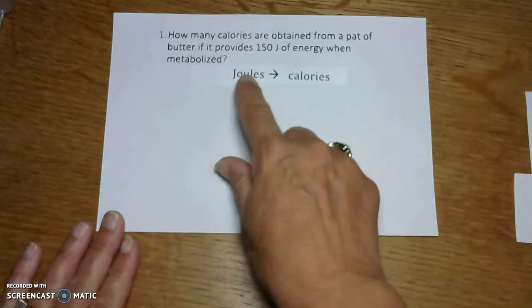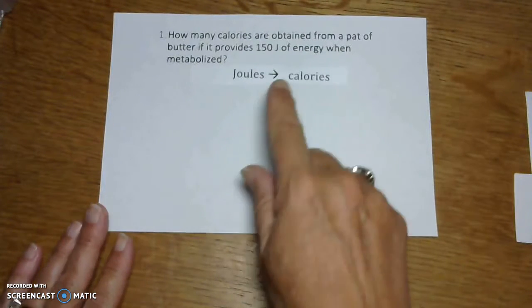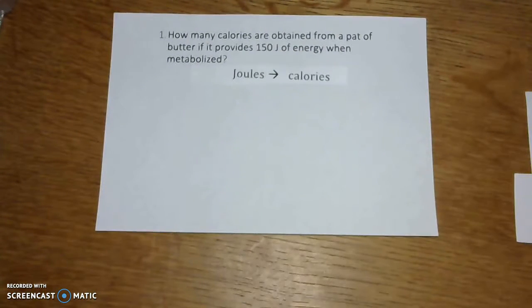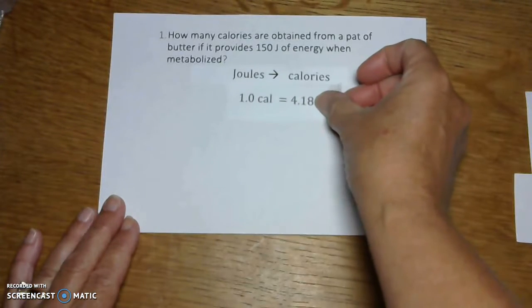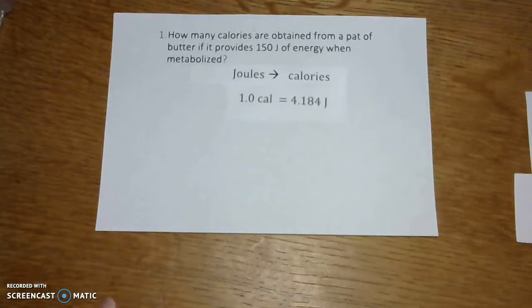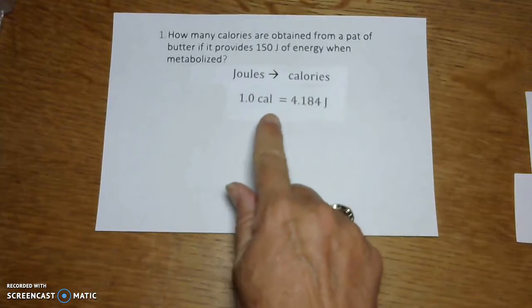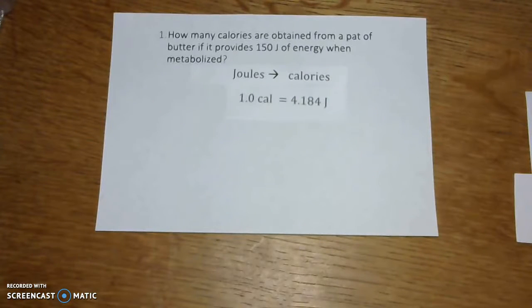The energy from the butter is in joules, but we want to know how many calories. So we need to know the relationship between calories and joules. This comes from your reading. On an exam, I would give you this information, that 1 calorie is equal to 4.184 joules. From this equality, we can write our two conversion statements.